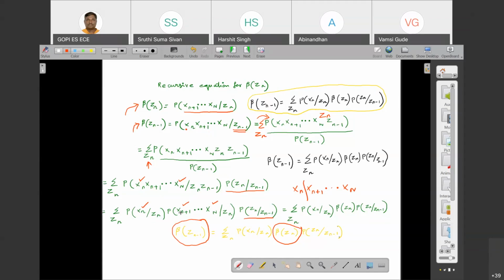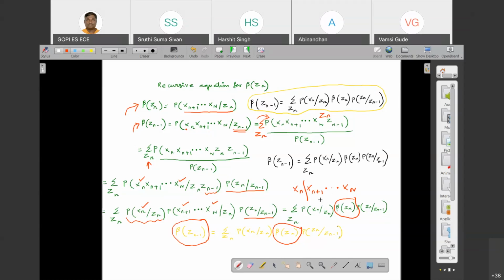And here xn plus 1 all the way up to xn given zn. Again, it doesn't depend on zn minus 1, so we are writing the condition on zn alone. And then probability of zn given zn minus 1. And by definition, this is coming as it is. This one, by definition, is beta of Zn.